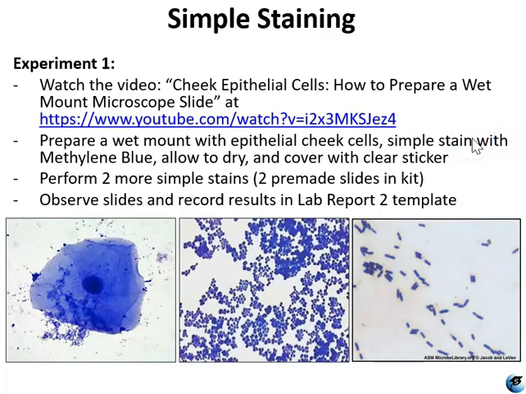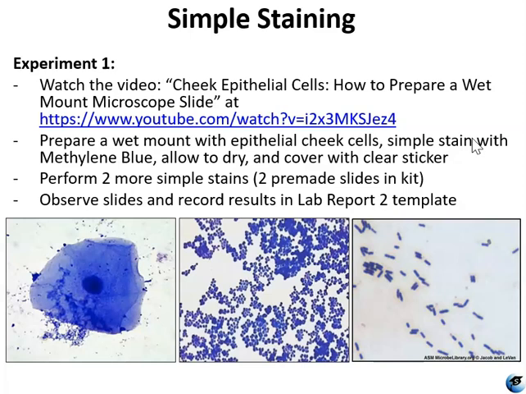Do make note of the fact that there is no need to use the NaCl solution that she uses in that video, and you also are not going to be using water. You're just going to take a disposable sterile loop, gently scrape some cells from the inside of your cheek, and then put those cells directly onto a slide, and then you're going to put the methylene blue dye on top. You're going to let that dry. It's going to just air dry, and then you will put the cover slip sticker on top of it. And of course, this is explained in greater detail in your lab procedures.